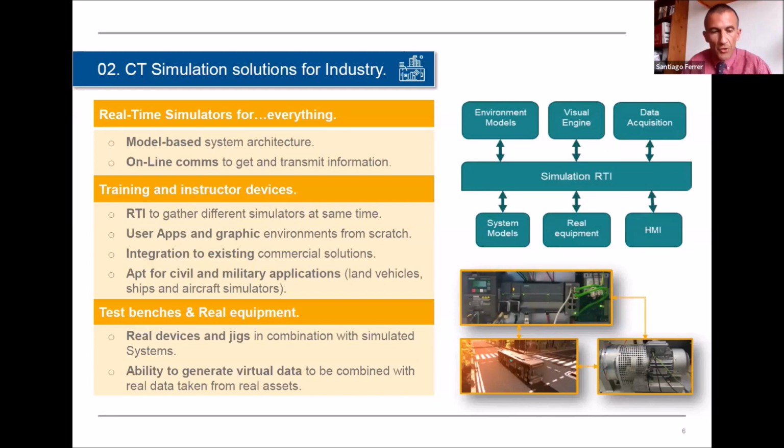Our approach, obviously, at CT is apt for civil and military applications, you know, land vehicles, ships, and aircraft simulators, including UAVs, also known as drones. The digital twins are also compatible to replicate test benches and real equipment to go along with real tests. Because of this, results obtained from the digital twin are accurate and reflect reality very faithfully.